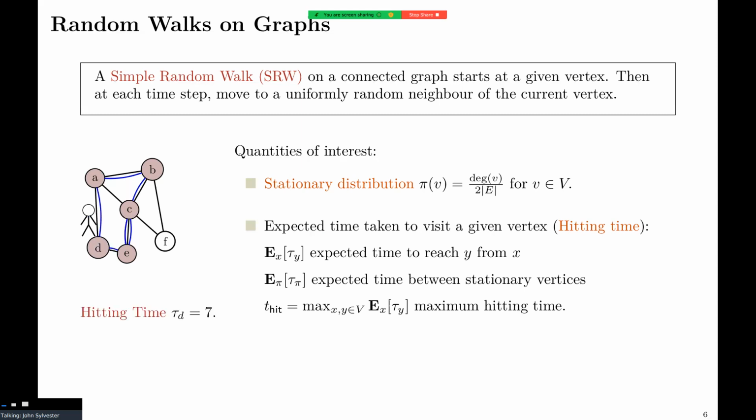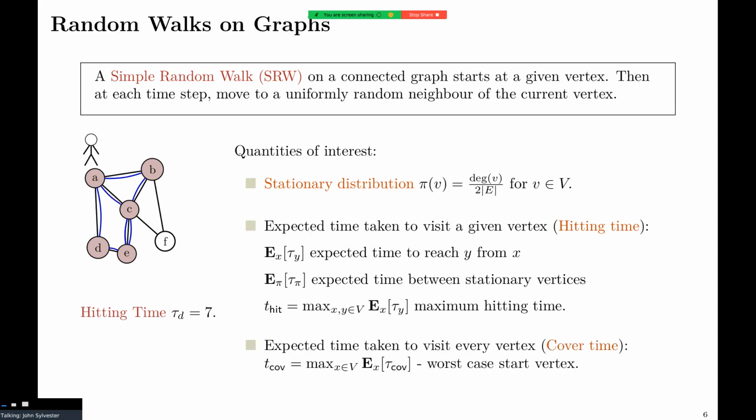So in this little example, we first visit D at time 7. Again, that's the stopping time, but we're interested in the expected time to hit D, which would be the hitting time of D. Another thing we're interested in is the cover time. This is the expected time, with respect to the walk, to visit every vertex of the graph. In this example, we visit every vertex by time 10, but what we're really interested in is the expectation of that time.